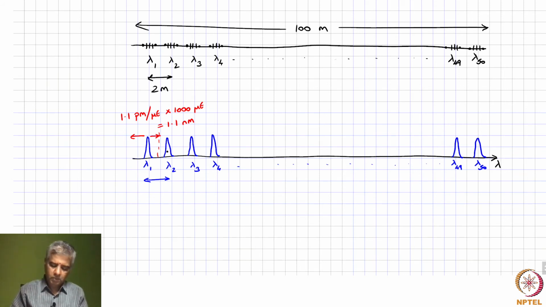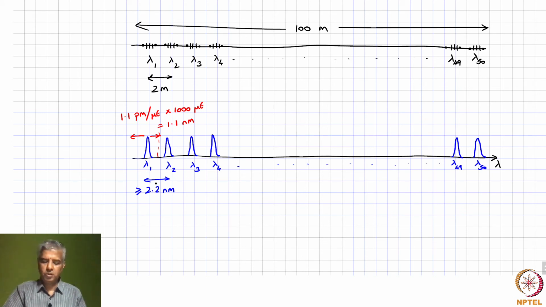So, the spacing between the two Bragg gratings has to be now 2.2 nanometer at least. I mean, larger the better, because that way you will make sure that the peak that you see corresponding to strain at one point is not overlapping with the peak corresponding to strain at another point. Okay. So, you want to be at least, let us say, greater than or equal to 2.2 nanometer spacing that you are going to have to do.